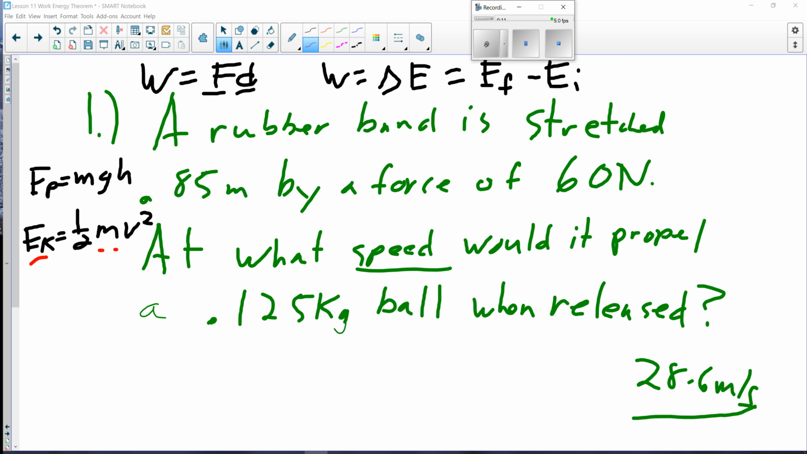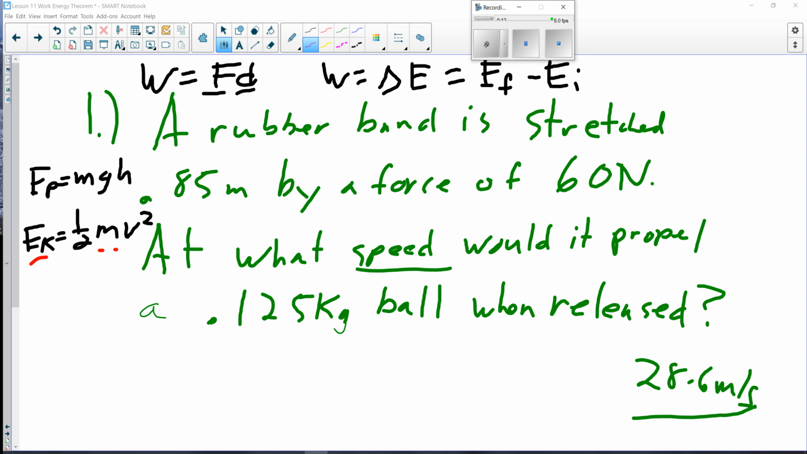Like any other problem that we've done in this course, the first thing I want to write down are my givens, because I need to be able to identify what kind of question this is. Is it a V equals D over T question? Is it an acceleration question? Is it a work energy theorem question? Is it a conservation of energy question? Because there are all different kinds of problems, but they have different sets of givens.